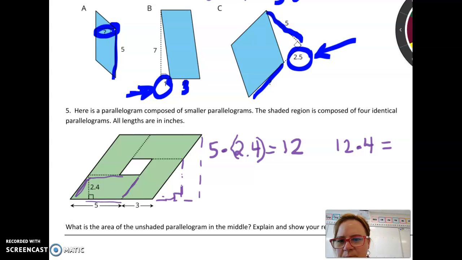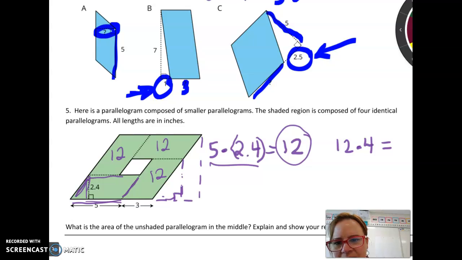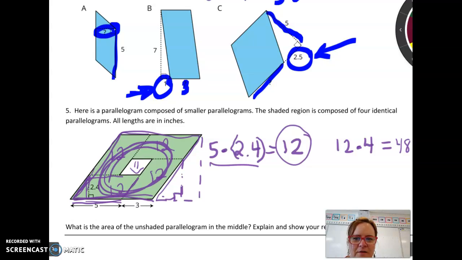It's a 5 base by 2 4/10 height, and 5 times 2 4/10 is 12. The reason that's such lovely information is because all of these parallelograms are identical in size. So we know that those 4 parallelograms together, 12 times 4, have an area of 48. So what we're going to do is find the area of the entire parallelogram, and then subtract the 48, and then we'll be left with that middle area.